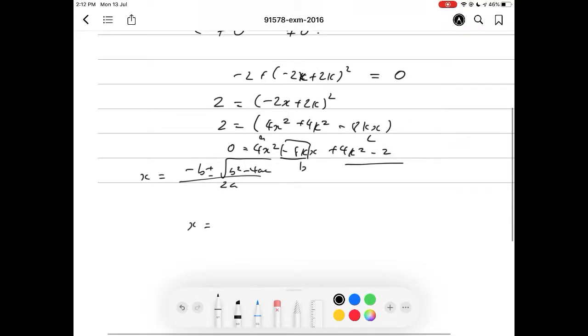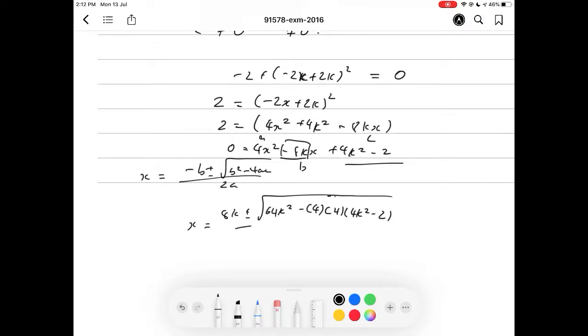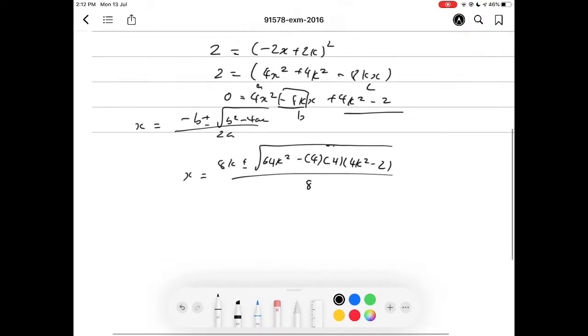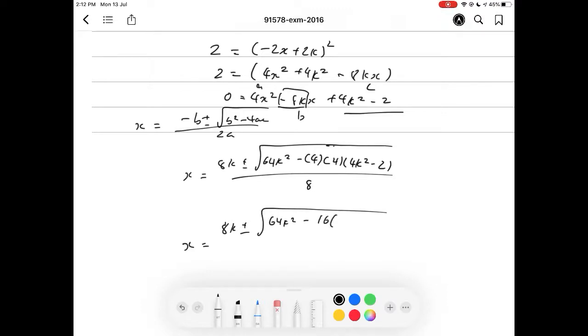So x equals negative b, which is 8k, plus or minus square root of 64k squared minus 4 times a, which is 4, times c, which is 4k squared minus 2, all divided by 2a, which is 8. x equals 8k plus or minus square root of, so calculator. So we'll have 64k squared minus 16 times 4k squared minus 2. So 16 times 4k squared minus 2, what is that? That gives us 64k squared minus 32.